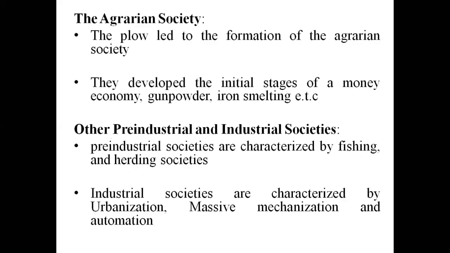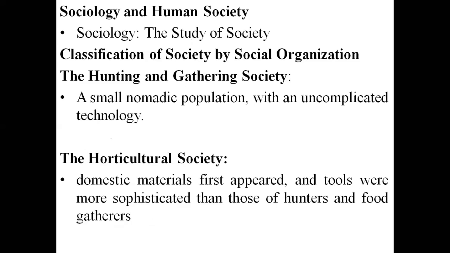So the hunting and gathering society is a small society, the earliest form of society to develop. It is a small nomadic population with uncomplicated technology. In fact, during this period, they are all about getting what they need, just meeting their family needs alone. It's not a big society. It's just a small society living together to survive.